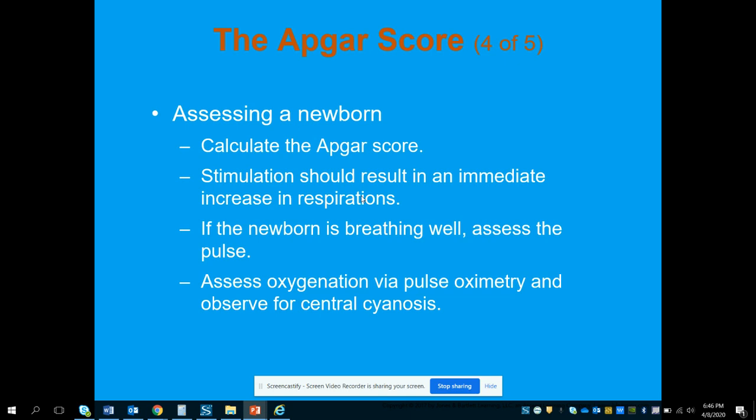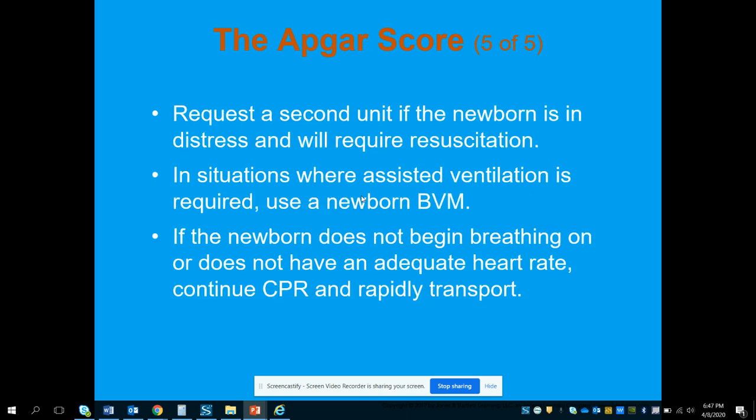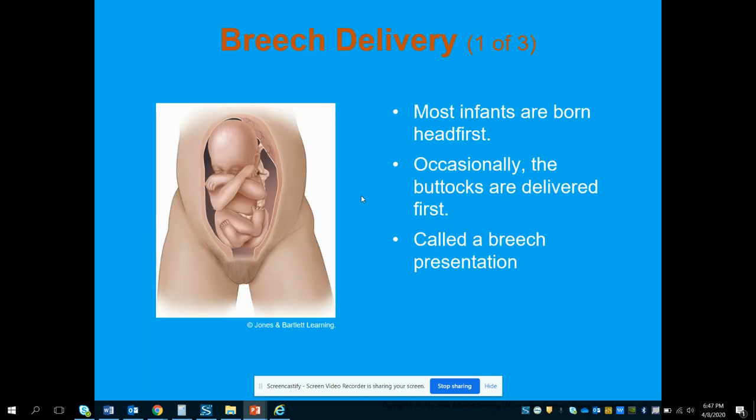We want to assess the oxygenation via a pulse oximeter, if you have the ability to use a pediatric pulse oximeter, where it's kind of that little sticker that will stick to the toe. And then we can request a second unit, as we mentioned before. If the newborn is in distress and needs additional resuscitation, we want to put as much focus as we can on the baby, but not forget about the mom. So we want to make sure that we're getting that second unit so that they can both get the care that they need if necessary. In the situation where you need a BVM, make sure you are using a newborn BVM and mask that fits the baby's face adequately. And now we're going to move into talking about some abnormal deliveries.